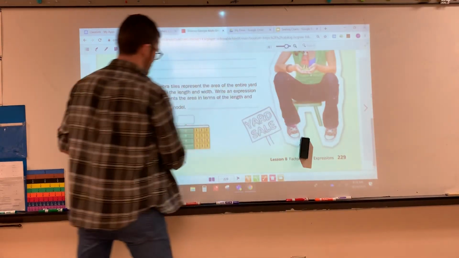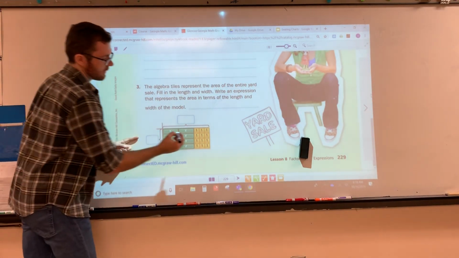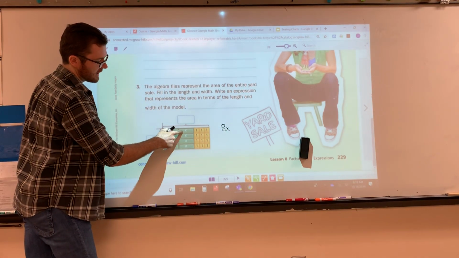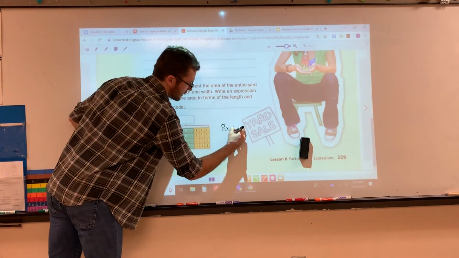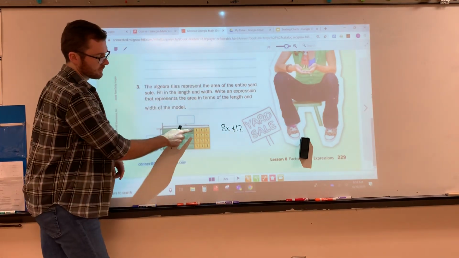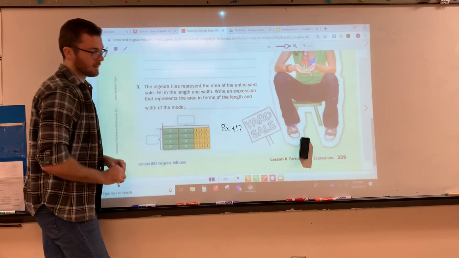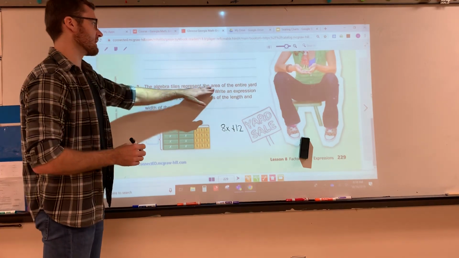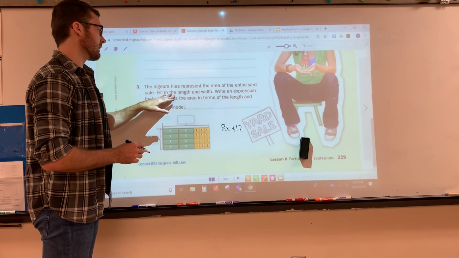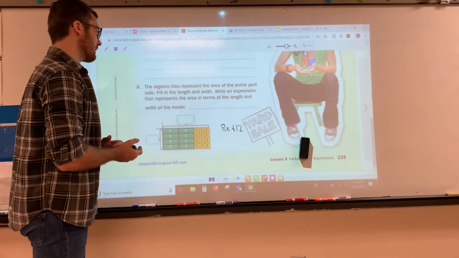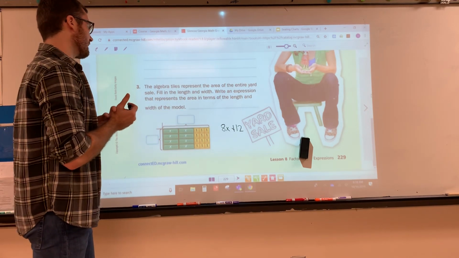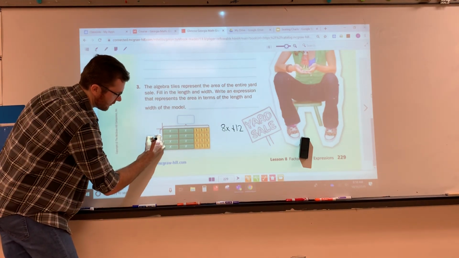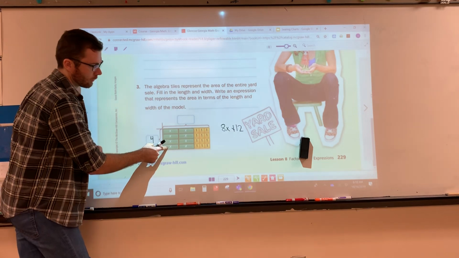Here is a picture of algebra tiles. We said that initially the yard was 8x, 1, 2, 3, 4, 5, 6, 7, 8 x's, plus 12 square meters, 3, 6, 9, 12, right? So it says the algebra tiles represents the entire yard sale. Fill in the length and the width, write an expression that represents the area in terms of the length and width of the model. So we just divided. We know this is 4 because there's 1, 2, 3, 4 rows.